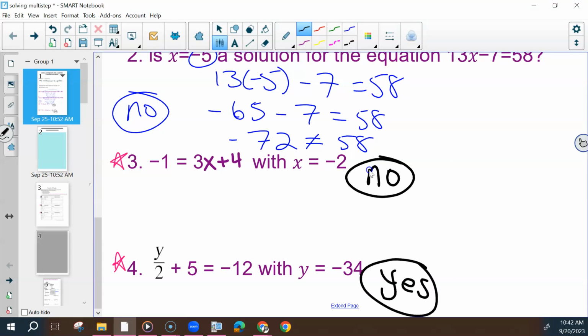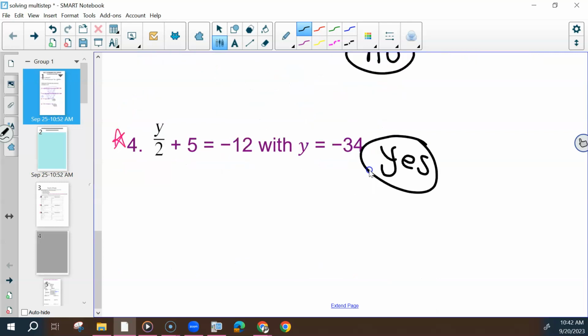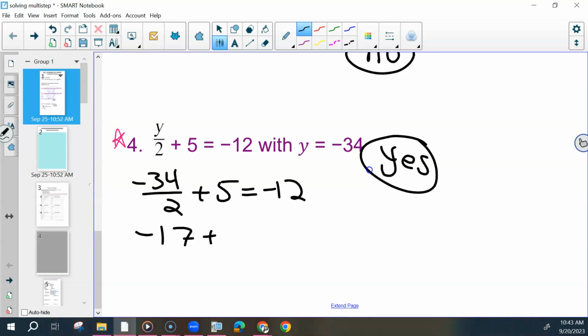Number 4. Okay. So if we put negative 34 in number 4. I need everyone's voices to not be talking over mine. Okay. So this would be negative 17 plus 5 equals negative 12.